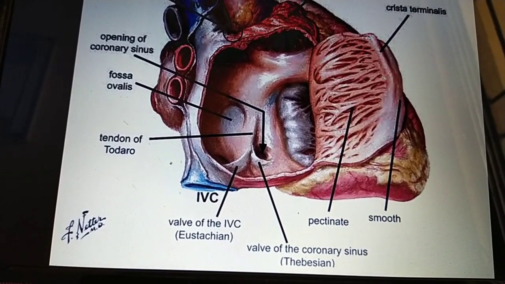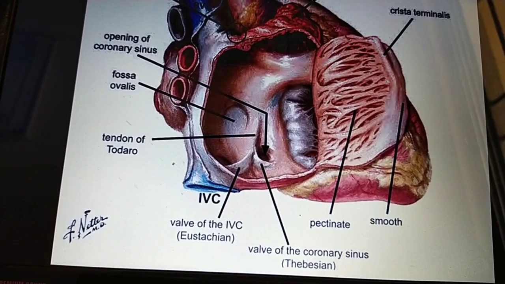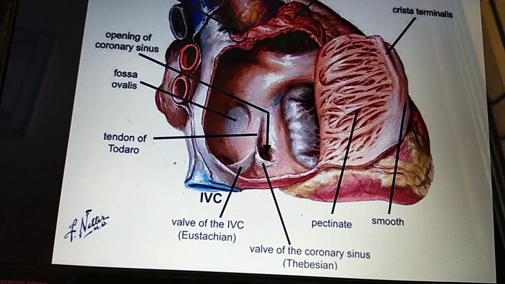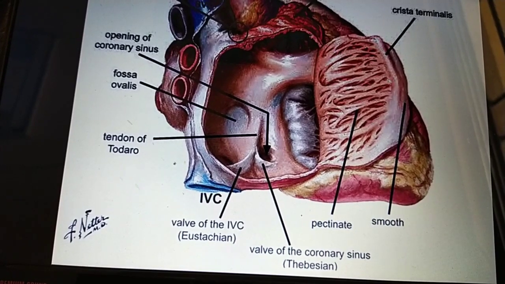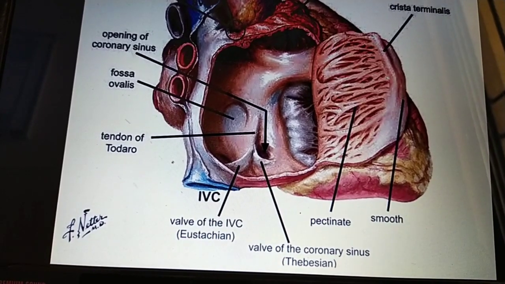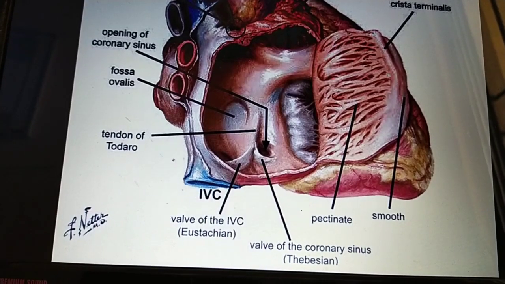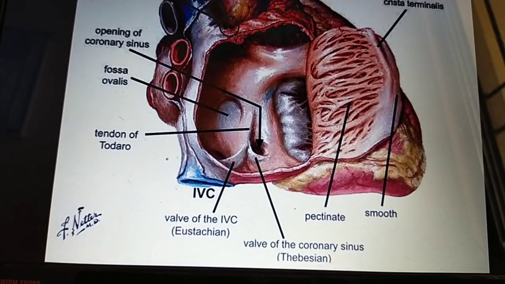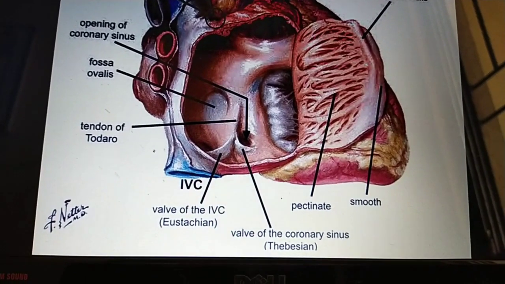The fossa ovalis is a depression in the right atrium of the heart at the level of the interatrial septum, or wall between the right and left atrium. This depression is covered by a fibrous sheath. It is a remnant of the fibrous sheath that covers the foramen ovale during fetal development. Now, what is meant by the foramen ovale?